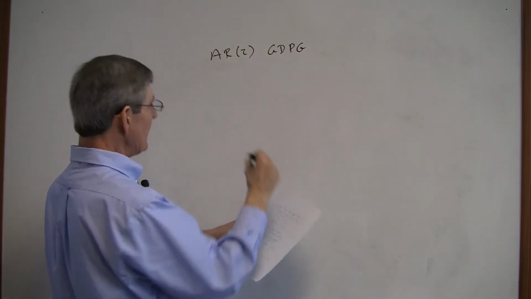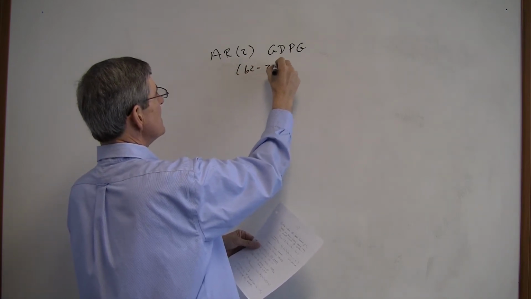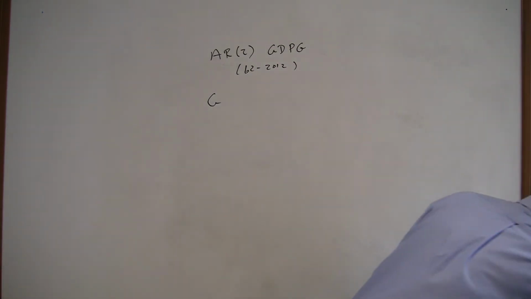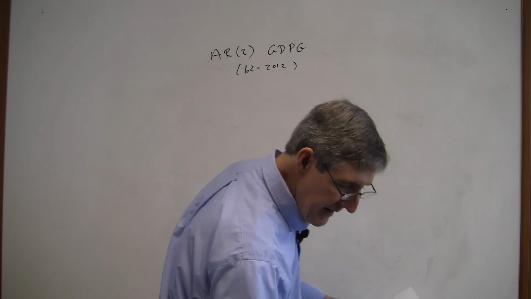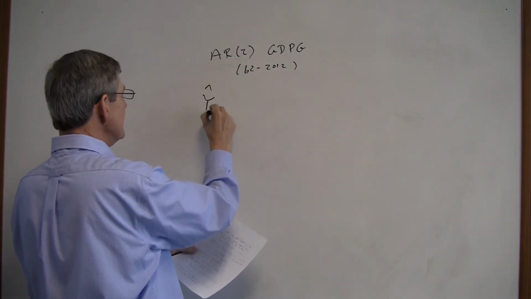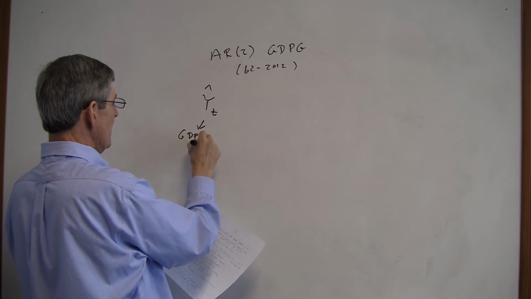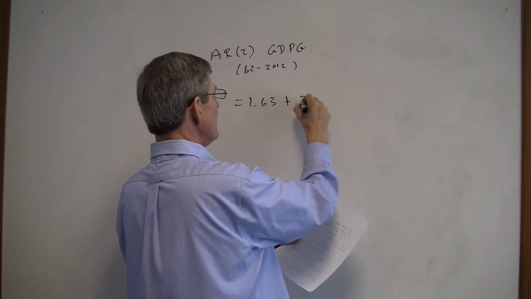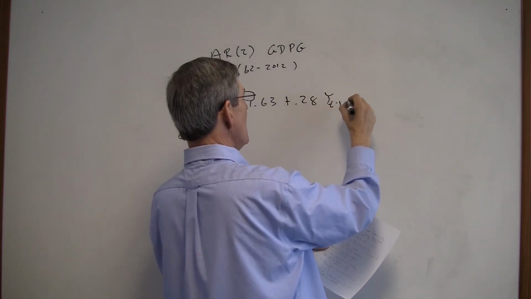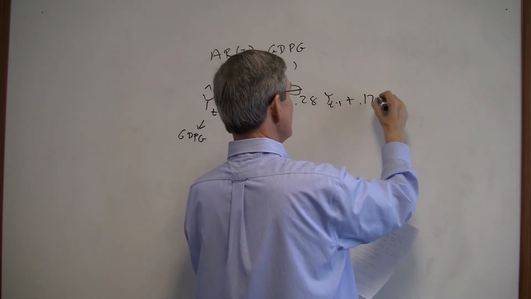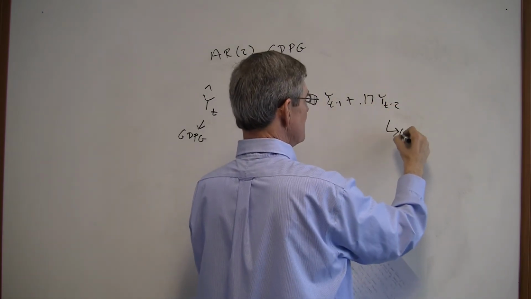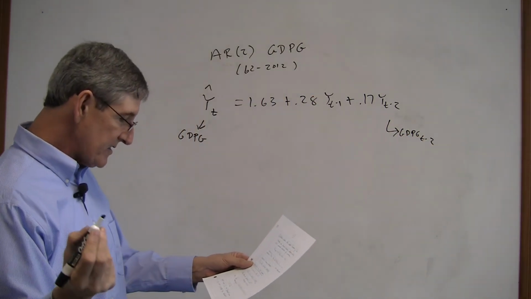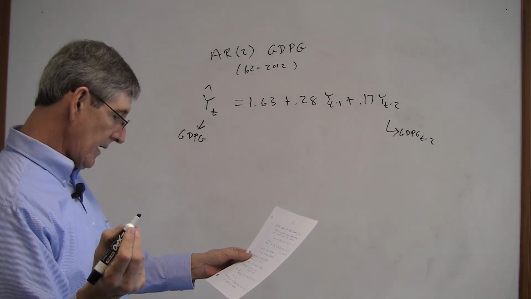It is estimated on the data set from 62 to 2012. I'm tired of writing GDPG, too much writing. I'm going to just call it y hat. So y hat t, this is GDP growth, is 1.63 plus 0.28 yt minus 1 plus 0.17 yt minus 2. So this is just GDP growth t minus 2 and so on. I'm just trying to save some writing. Then there's standard errors and so on.